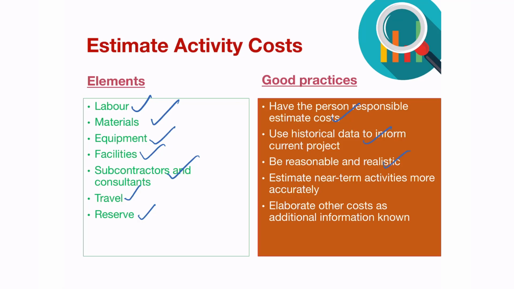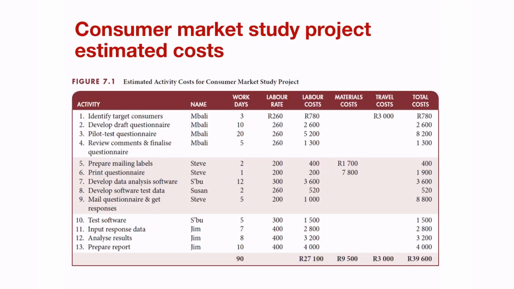Be reasonable and realistic. Estimate near-term activities more accurately, which means that for those activities in the first half or the first part of the project, make sure that you have a very good understanding of what those costs are. Elaborate other costs as additional information is known. So as the project carries on and develops over time, you'll get a much greater sense of what the activity costs are and all of the hidden costs that you might not have known at the beginning of the project.